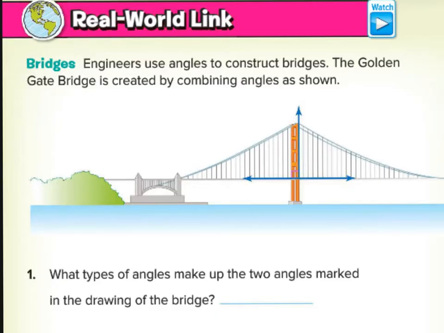If you like geometry, then maybe you should consider a career as an engineer, for example, a civil engineer, designing bridges. Engineers use angles to construct bridges. The Golden Gate Bridge is created by combining angles as shown. So here we have the Golden Gate Bridge, and we have a line that goes vertically and a line that goes horizontally.